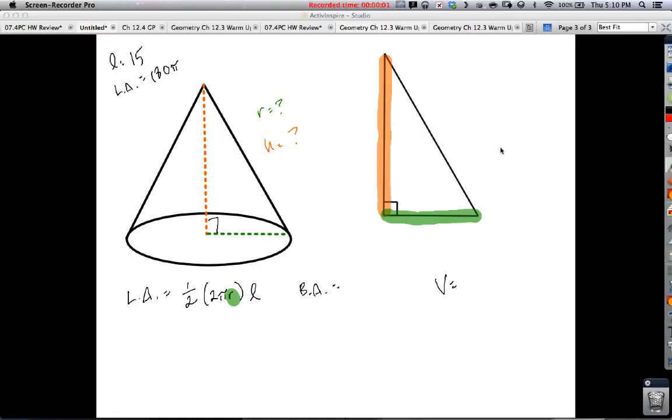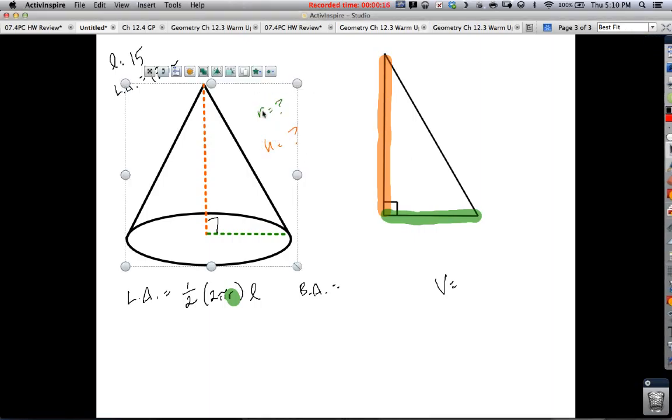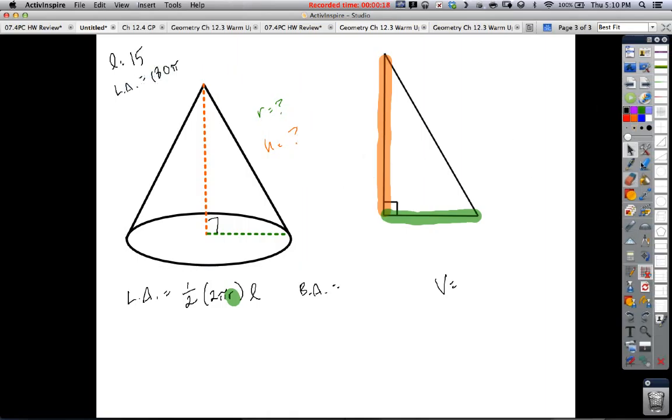All right, so here's a problem where they ask us to find a lot of different pieces, basically to find everything that's missing, and they give us the lateral area and our slant height. So I'm going to go ahead and throw those pieces into our picture here.